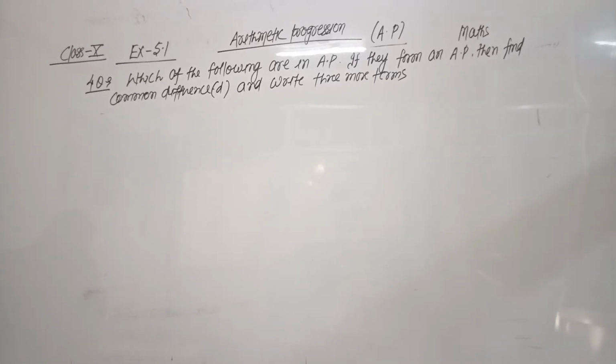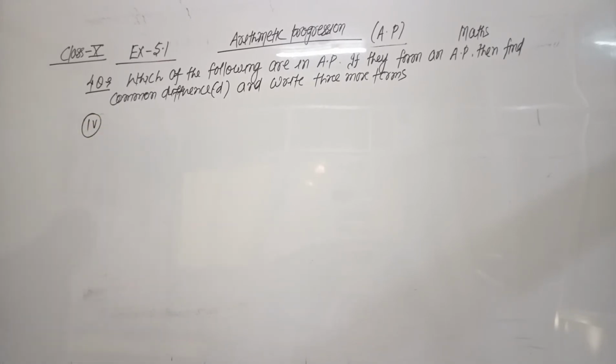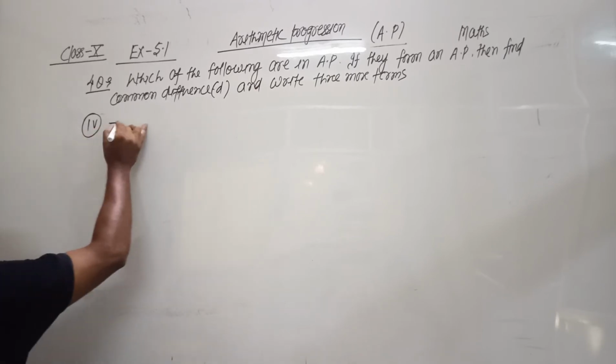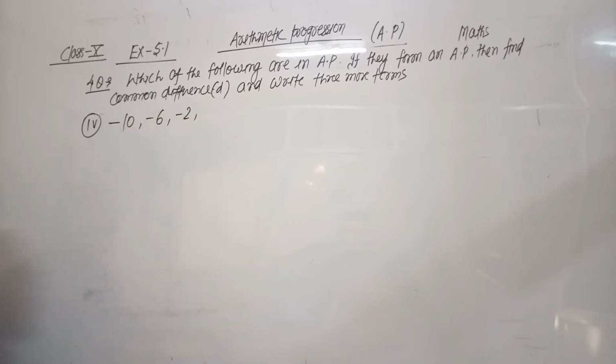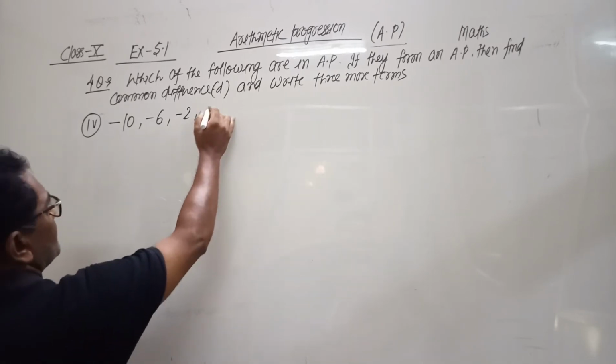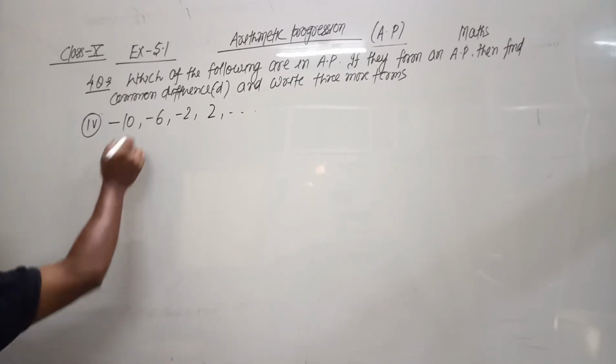This is part 4. Minus 10, minus 6, minus 2, 2. So check whether it is in AP or not.